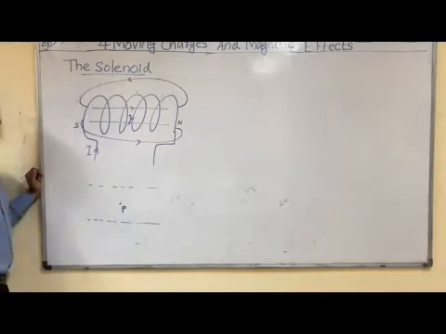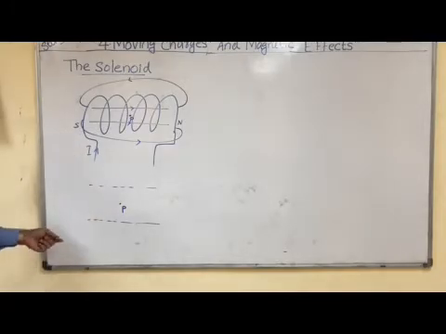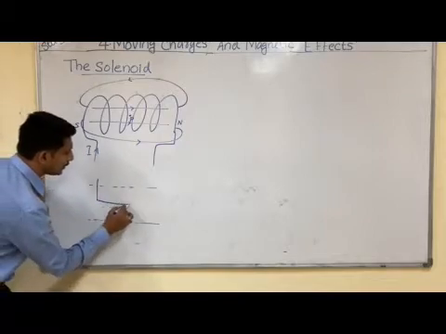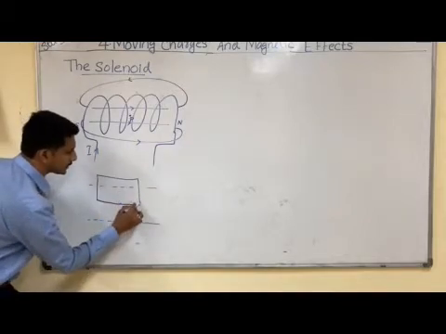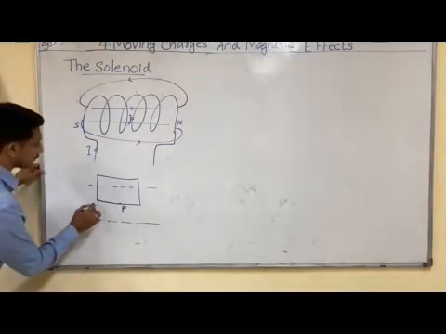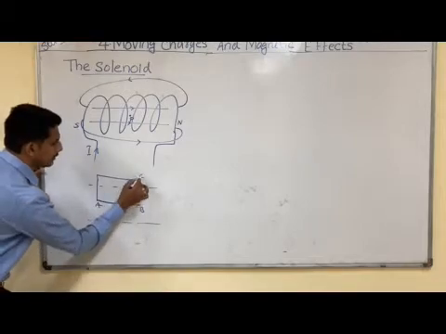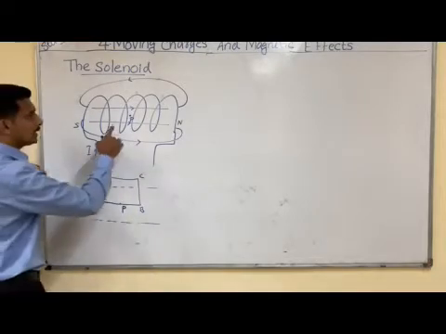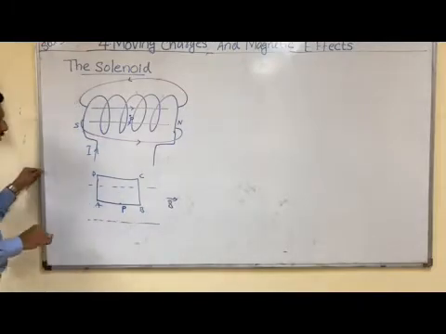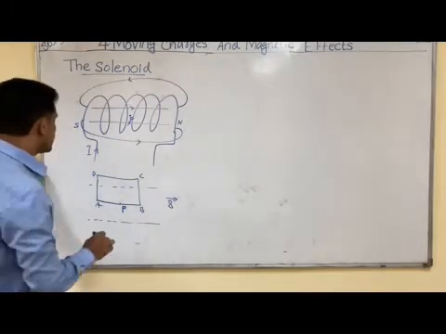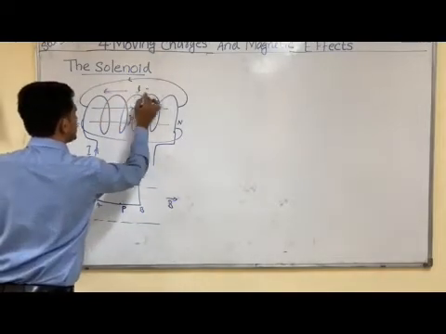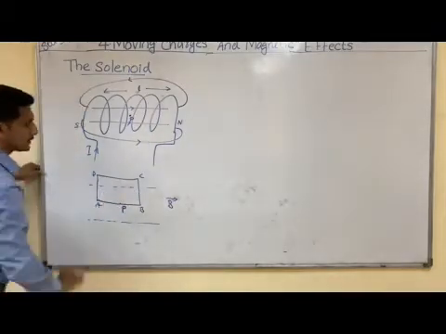In order to find the magnetic field at this point P, we have to consider a closed loop, an Amperian loop, in the form of a rectangular shape. We name this Amperian loop ABCD. The field is along this direction, and L is the length of the solenoid, so this length is L.